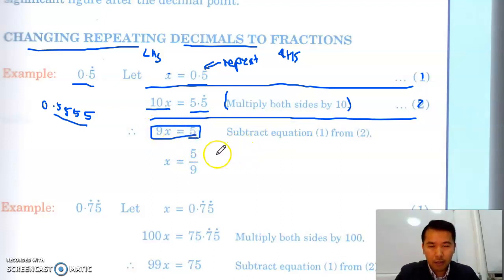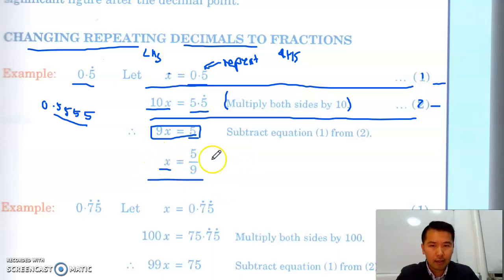So the next step is you need to get this minus that. So 10x minus x, you get 9x. 5.5 repeating minus 0.5 repeating, you get 5. And because you're only interested in x, you get 5 over 9. So that's your solution for that. You can check on your calculator.